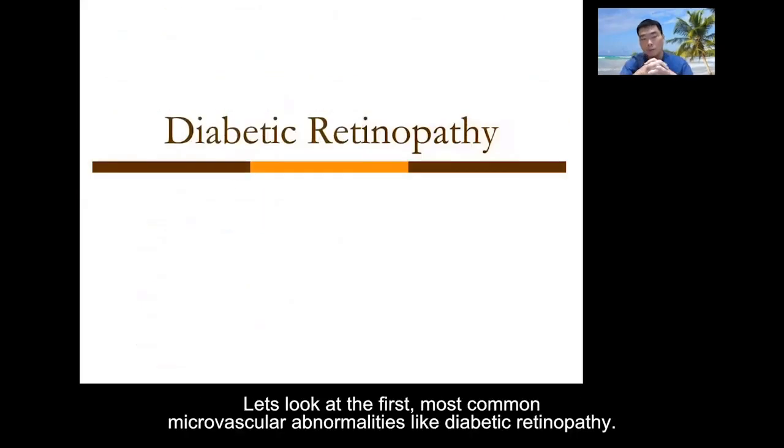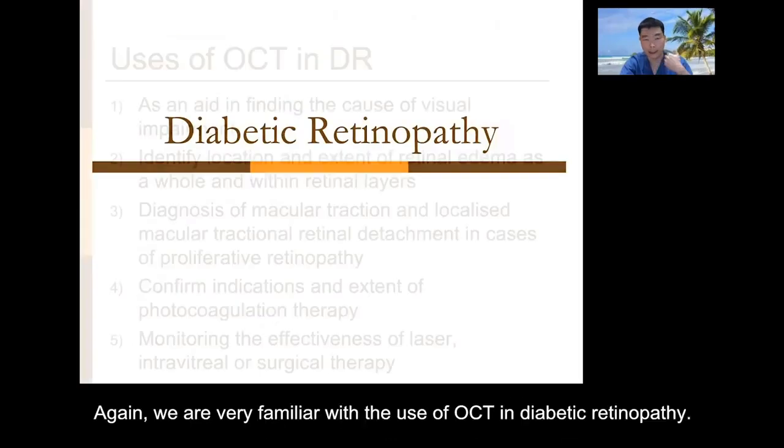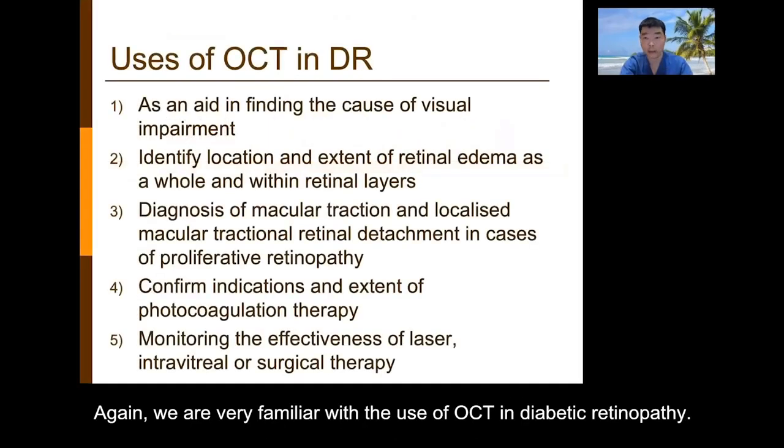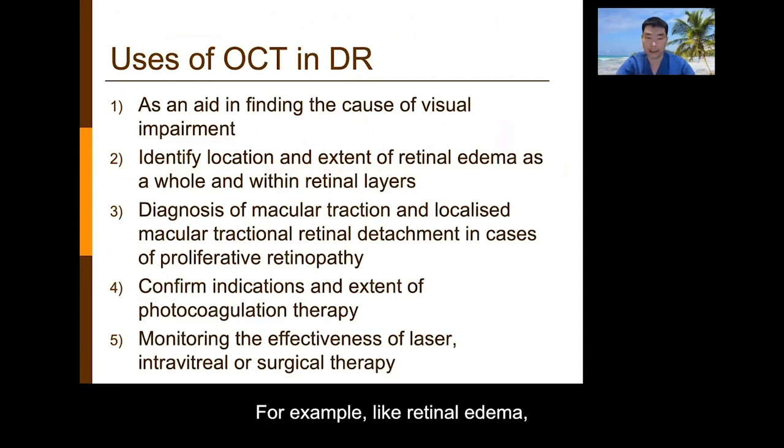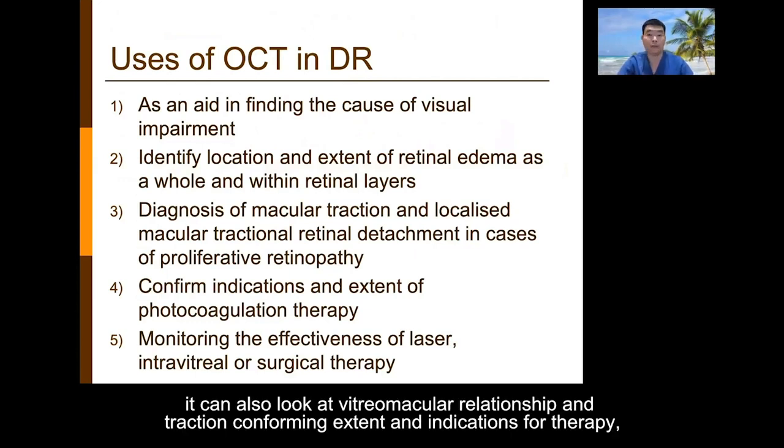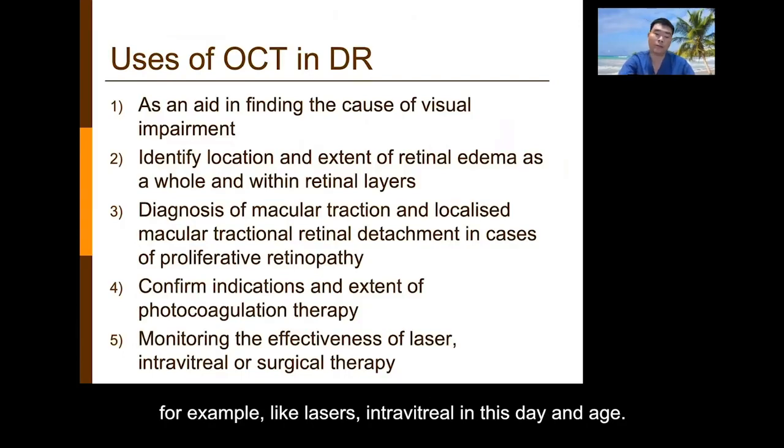Let's look at the first most common microvascular abnormality, like diabetic retinopathy. Again, we are very familiar with the use of OCT in diabetic retinopathy. OCT can be used to find the cause of the visual impairment, for example retinal edema. It can also look at vitreomacular relationship and traction, confirming extent and indications for therapy, for example lasers, intravitreal injections in this day and age, and of course, surgical therapy.